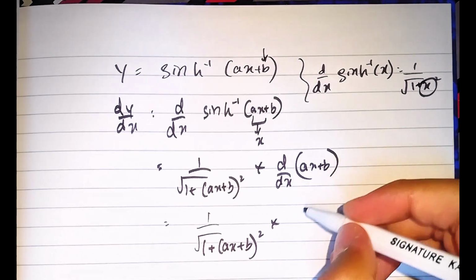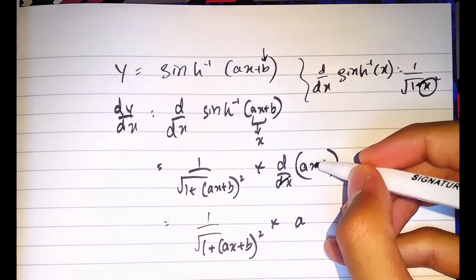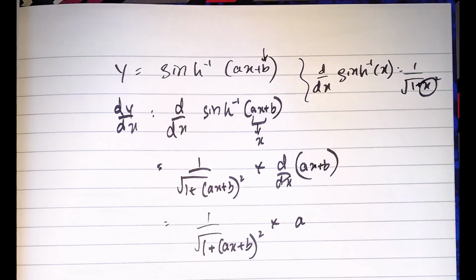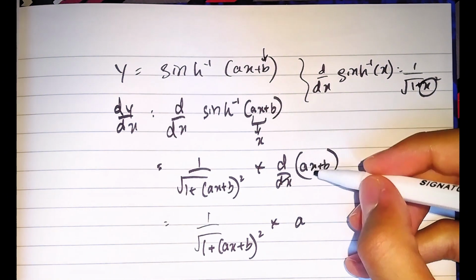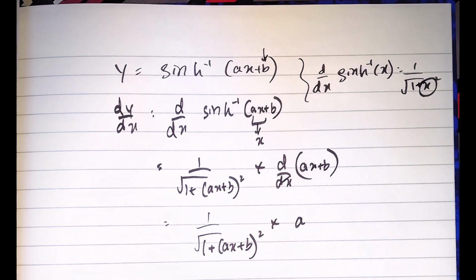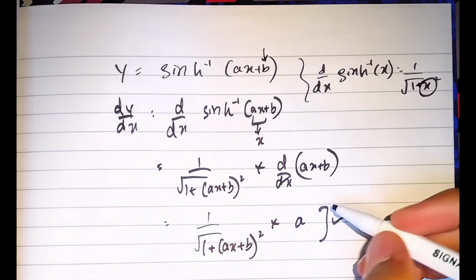So the derivative of ax plus b is actually a. You know why? Because the derivative of ax would be a, x will be cancelled, and the derivative of b is of course 0 because it is a constant. The a is a constant, it is being multiplied by x, so the derivative won't have any effect on a. Okay, so this is the final derivative, and let's just check the second method.